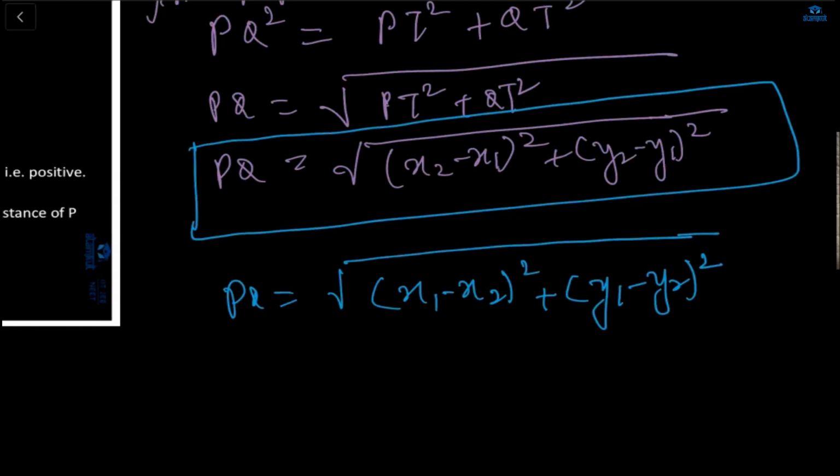But don't you think if I'm doing x1 minus x2, I'll get a negative value? So how can I say that both can be used? Because you can see we are squaring this value, x1 minus x2 or x2 minus x1. When we are squaring, the negative sign will be eliminated by itself. So whether you write x2 minus x1 or x1 minus x2, both will give you the same answer.